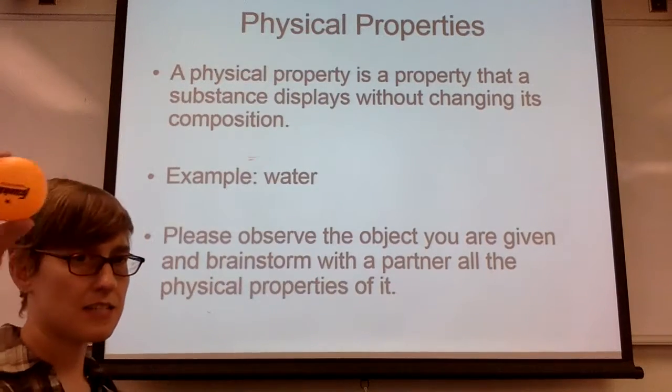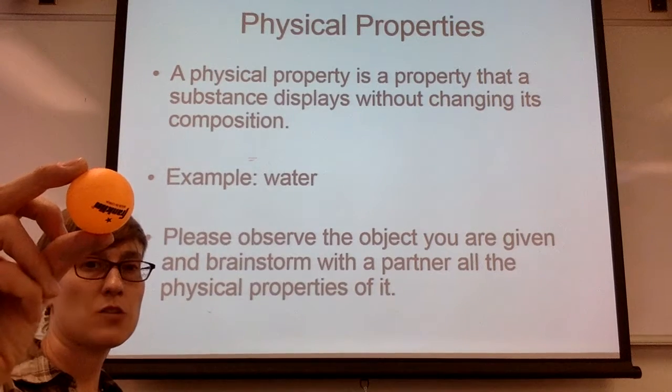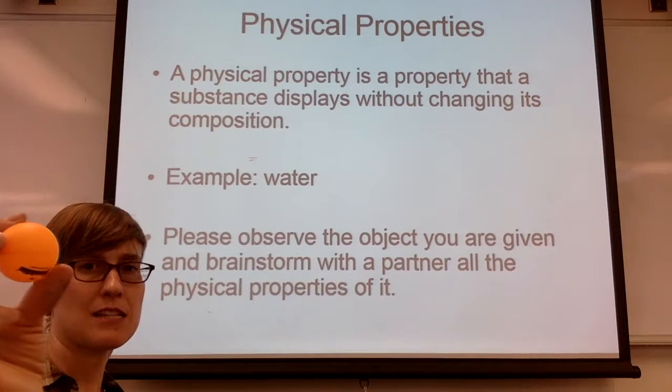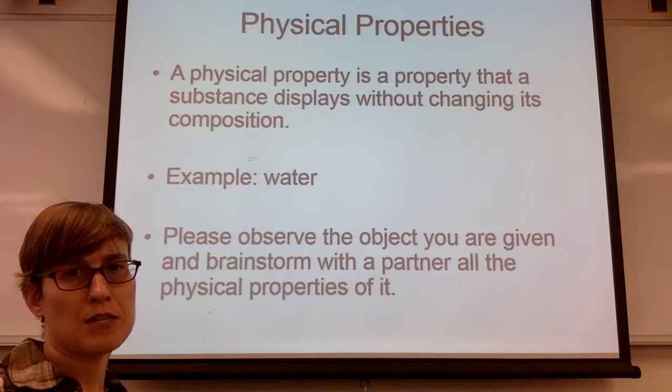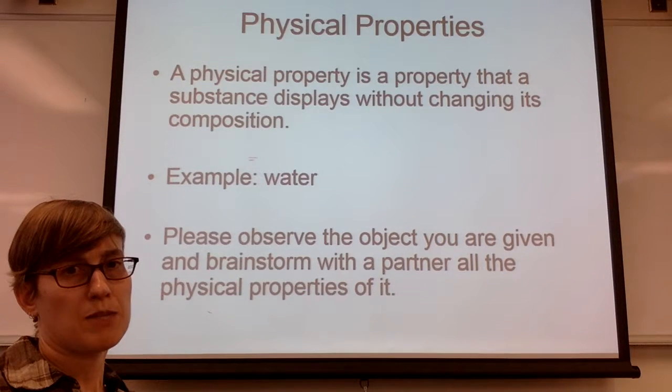If I'm looking at the ping pong ball, you can see that it's orange, right? The ping pong ball also is light. It's made of plastic. These are some examples of physical properties. So a physical property is a property that a substance displays without changing its composition.